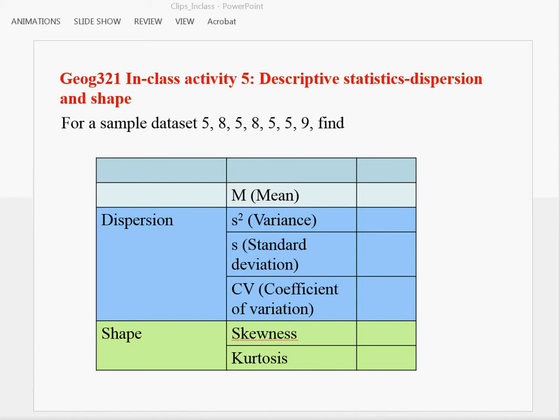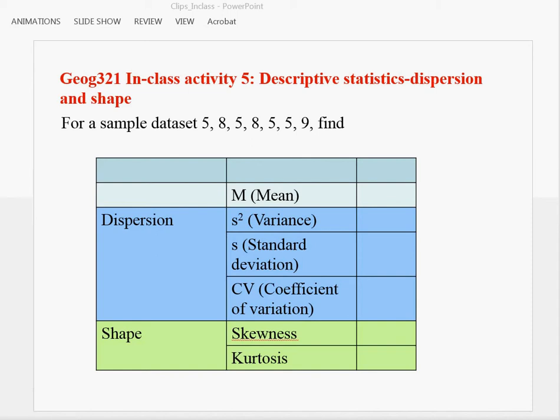Hello, in this in-class activity, we are going to learn how to calculate measures of dispersion and shape. We are going to use this simple data set to practice how to calculate these measures. Here, variance, standard deviation, and coefficient of variation are measures of dispersion. Skewness and kurtosis are measures of shape.